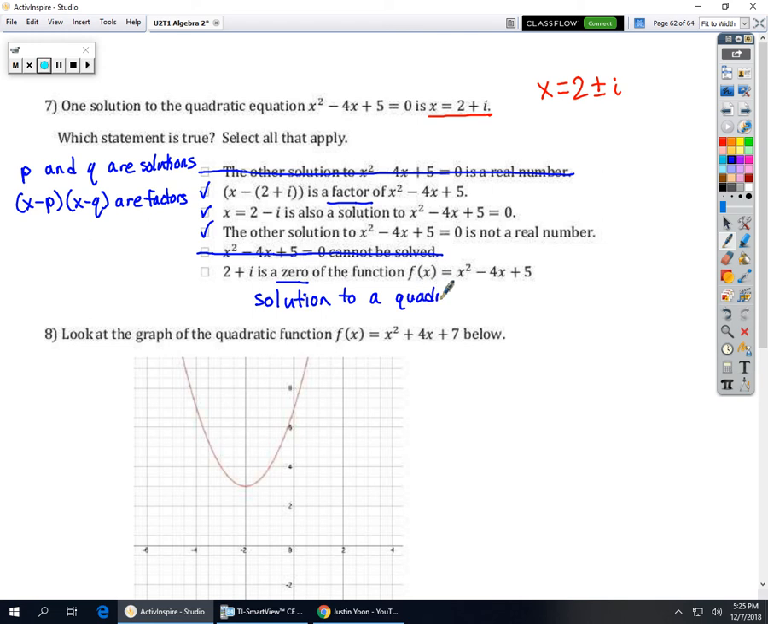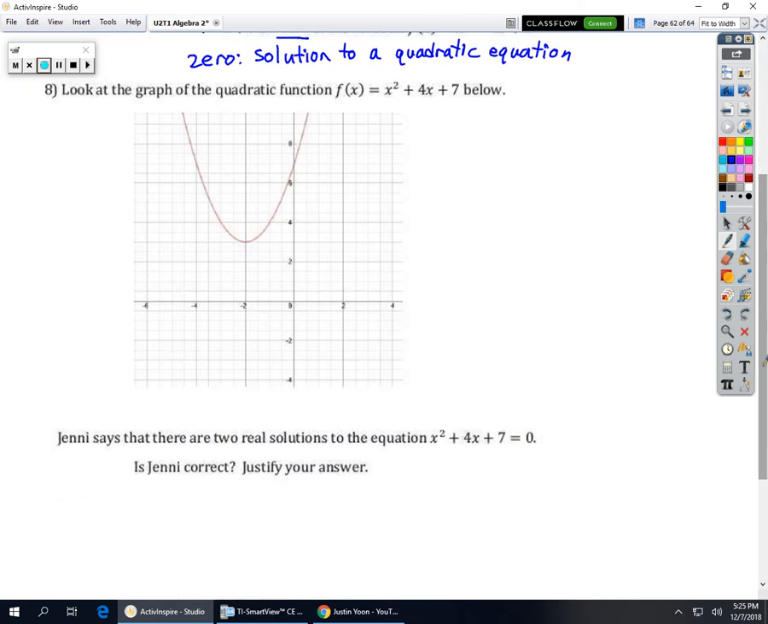A quadratic equation. So 0 just means solution to a quadratic equation. That's also true. All right, cool. Let's go through 8, another graphing one.